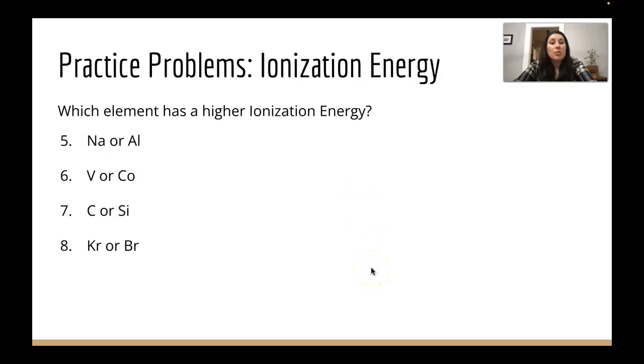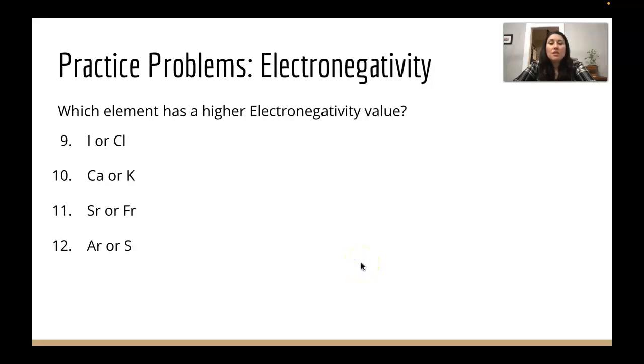Next set of practice problems, ionization energy. Which element in each pair has a higher ionization energy? Go ahead and pause, get your answers, and then check at the end. And last, which of these elements has a higher electronegativity value? And remember, noble gases, consider them to have 0 electronegativity.